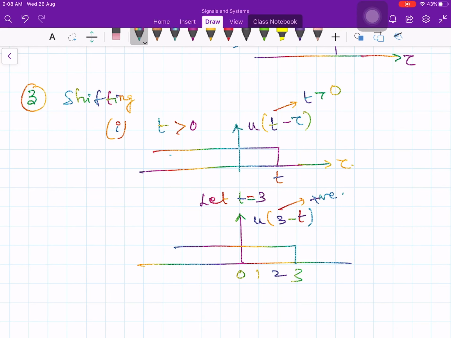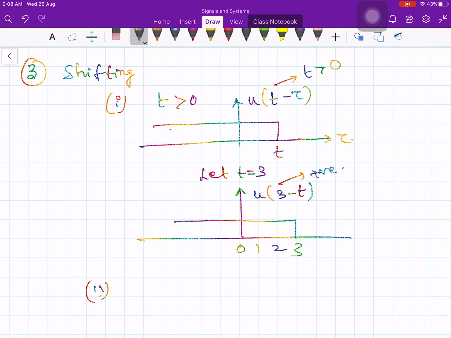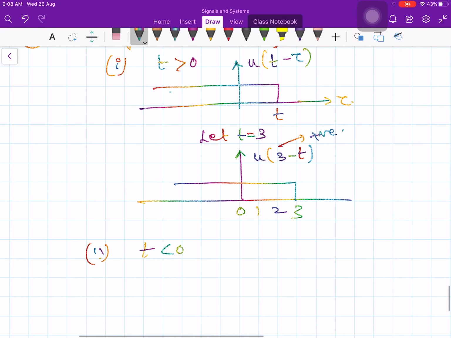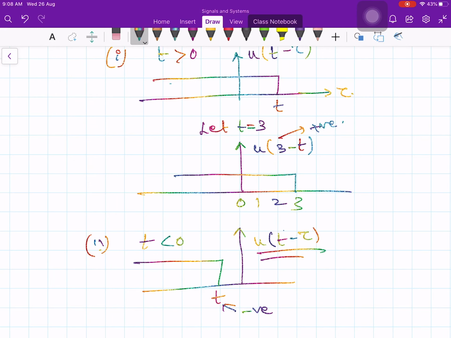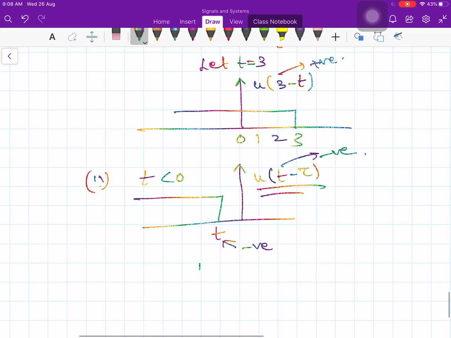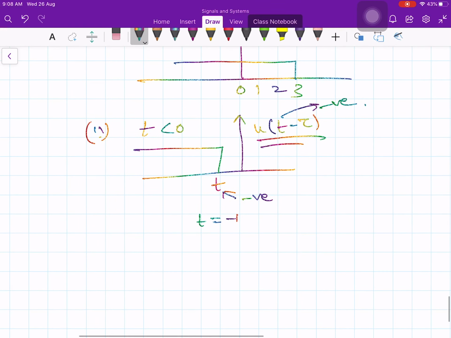Maybe I will draw the figure here. When t is less than 0, for example, t is equal to minus 1 or t equals minus 2 or whatever it is, then in that case your function looks like this. This is t again, but here this t is negative. So u of, again same notation, but here this is negative. For example, if t takes a negative value, that is minus 1, then this is 0, this is minus 1, your function looks like this. Okay, so this is u of minus 1 minus tau, like that. So then third step is over.